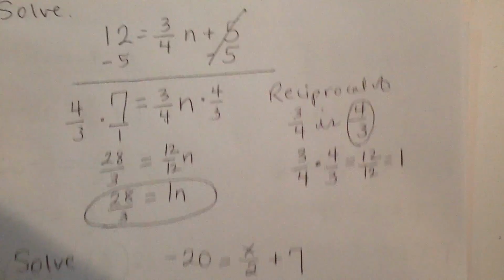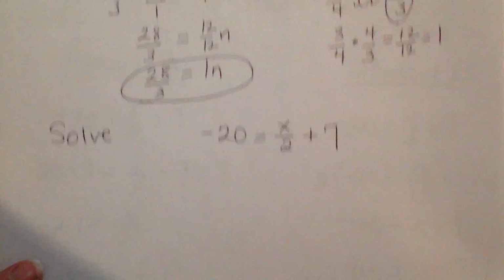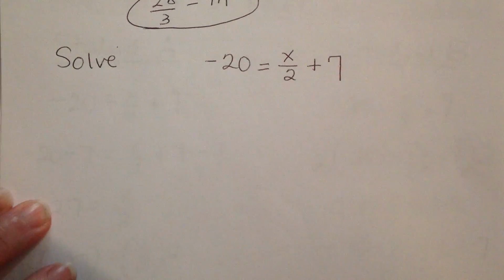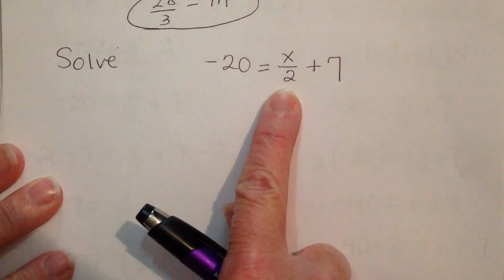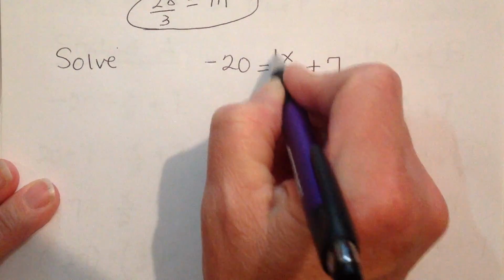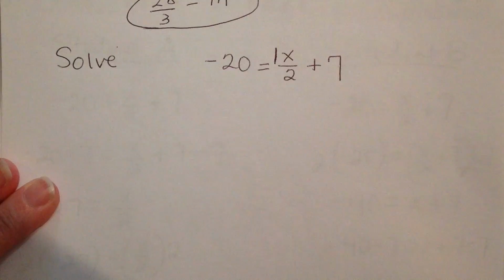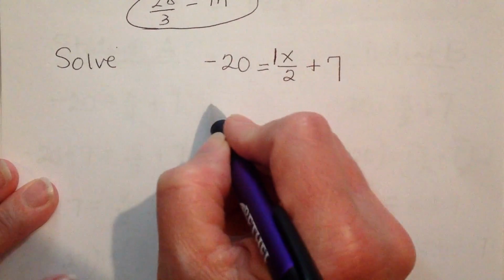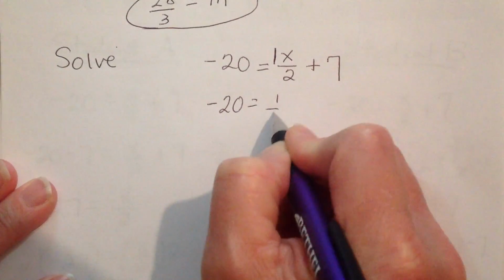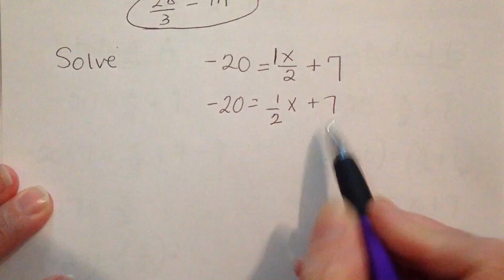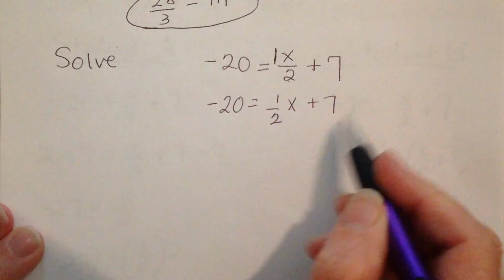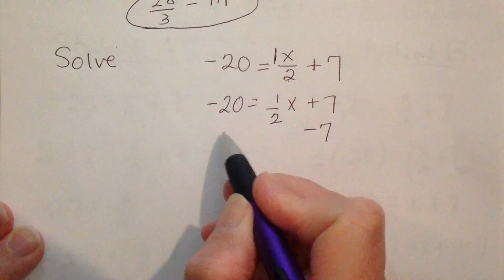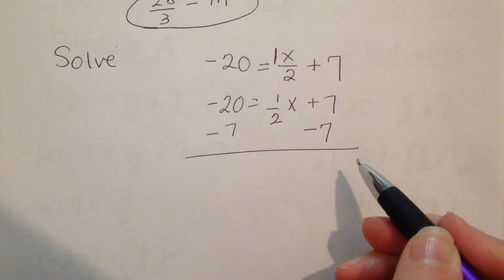Now, let's look at another problem involving fractions. With this problem, you see I have x/2. There's your fraction. That's the same thing as 1/2 x. I could look at it in that way as well. So one way I could rewrite this is 1/2 x plus 7. 1/2 x is the same thing as x divided by 2. So I can look at this. I need to isolate my variable term, subtracting 7 from both sides.